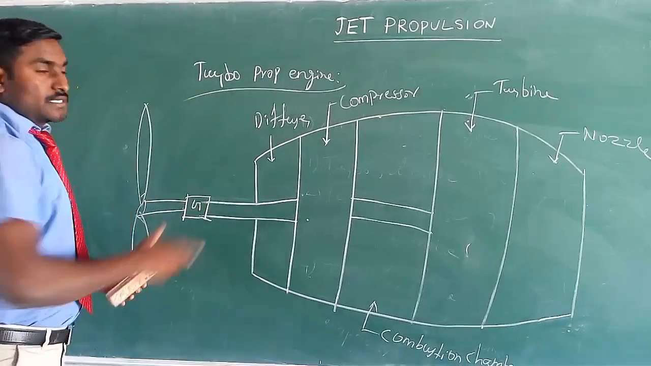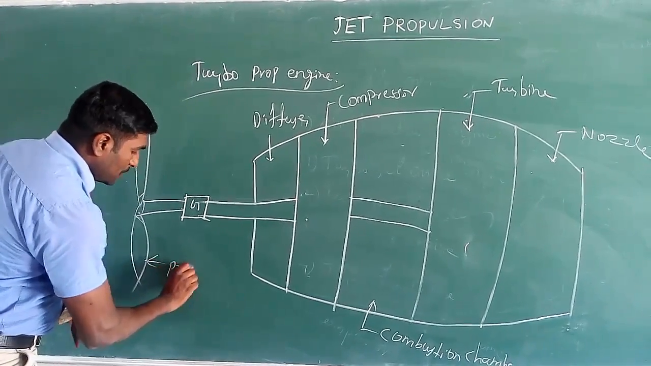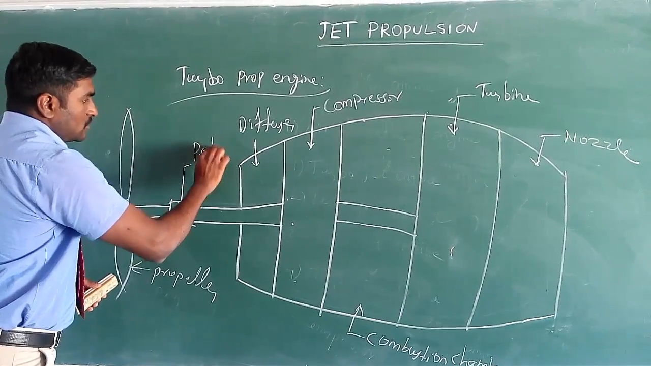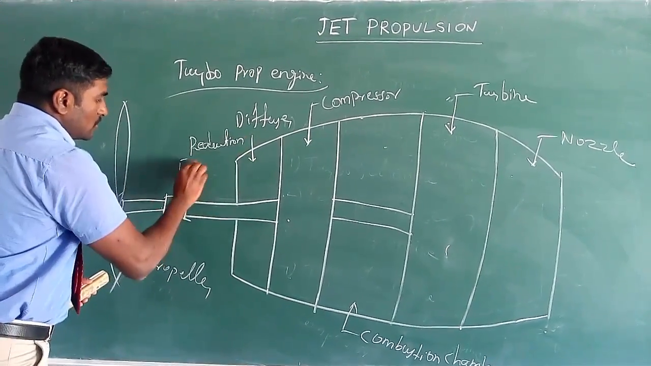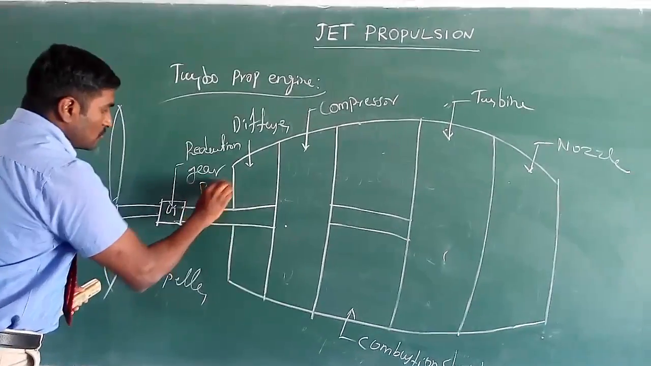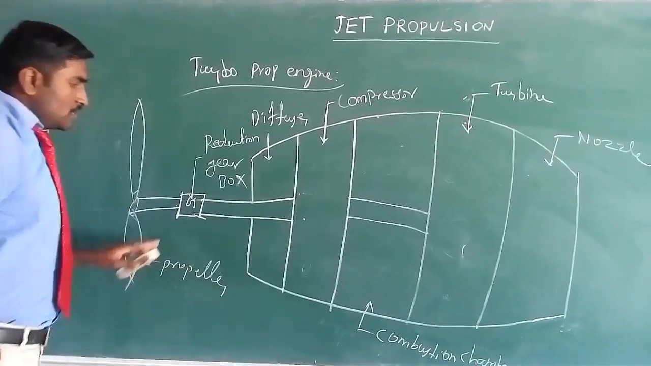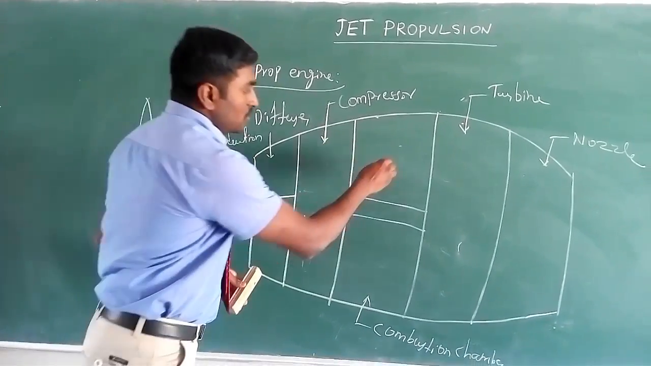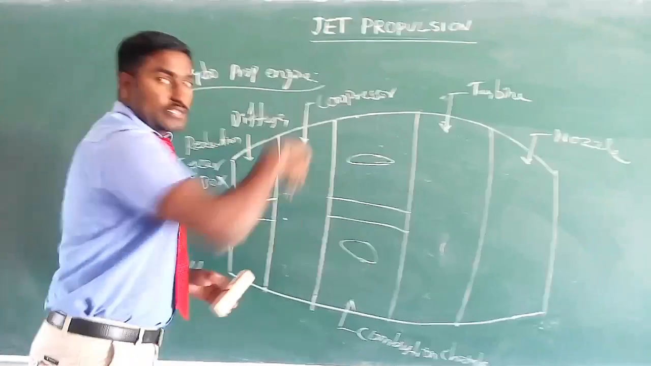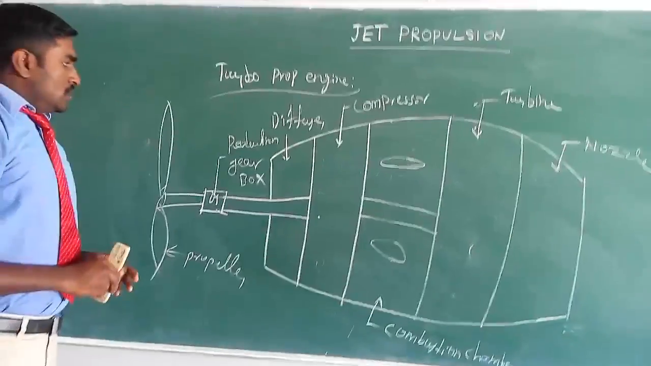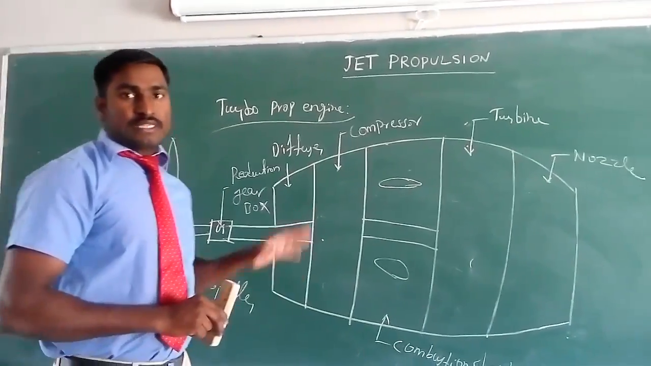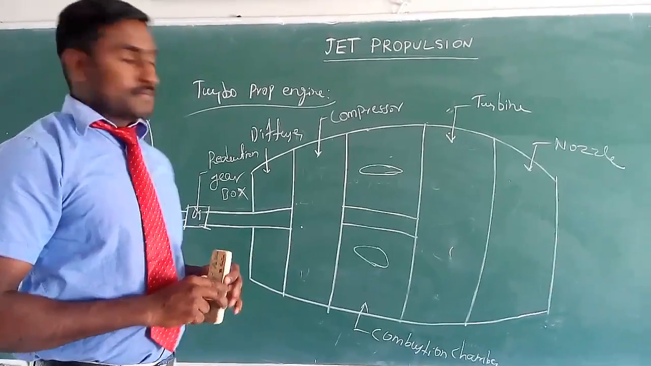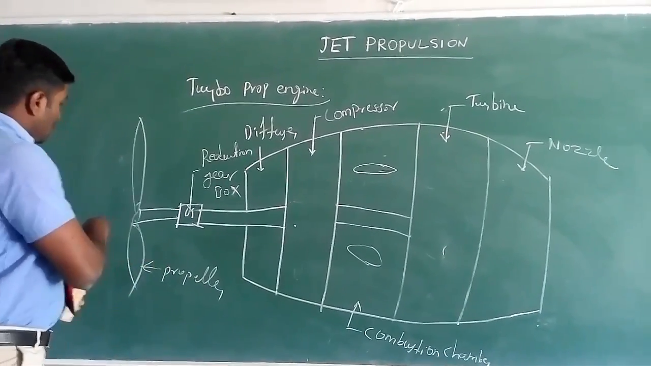This is the propeller. This is the reduction gearbox. These are the parts in a turbo propeller engine. Another one is the fuel injectors, which are inside. Now we will see how these parts work and what the use of the propeller engine is.